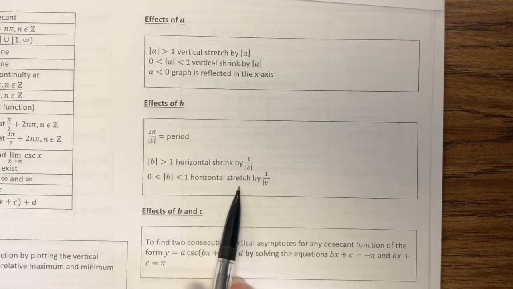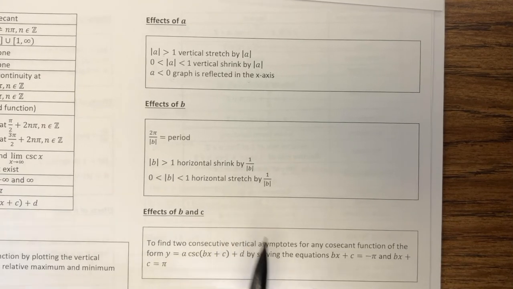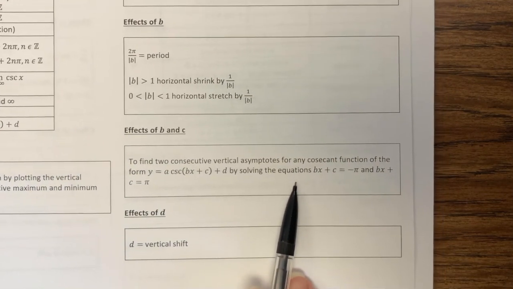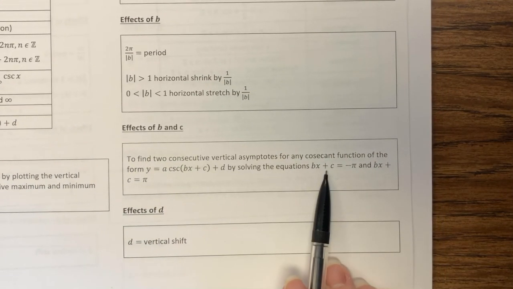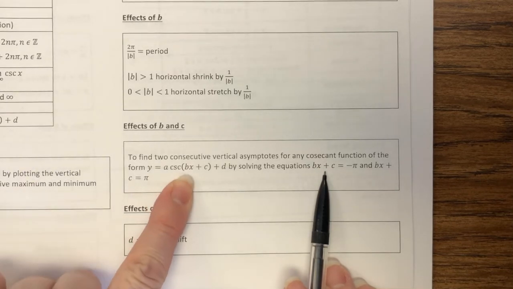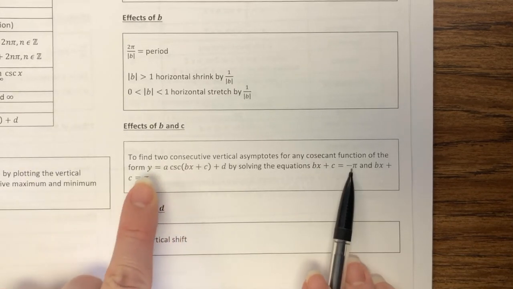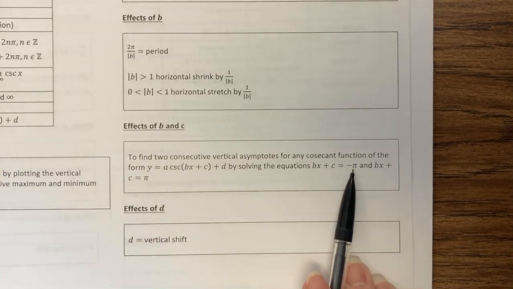So like tangent and cotangent, the first thing that you're going to do is go through and plot those vertical asymptotes. So you're going to take your bx plus c and set it equal to negative pi and positive pi. And those are going to give you your 2 branches, your 2 U-shaped pieces in order to complete your full period.